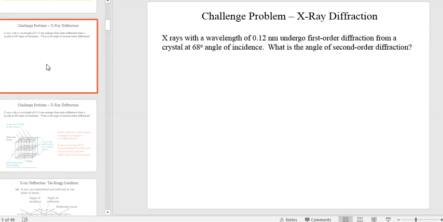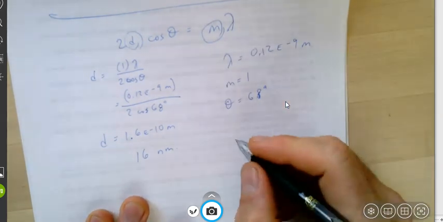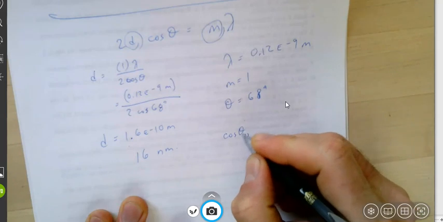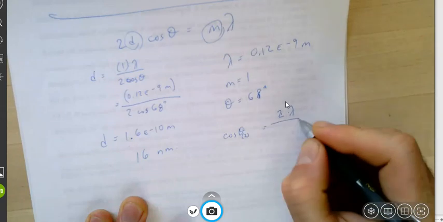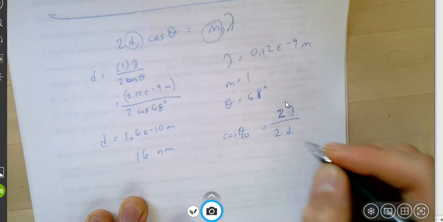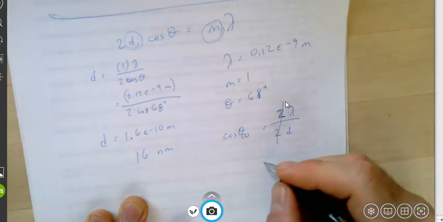Now the question doesn't just ask, what's that separation? It goes a step further and asks, what is the angle of the second order diffraction? Well, in this case, all I have to do is take a look at the formula again and change m to m equals 2. So cosine of theta for the second order diffraction, I'll put a little 2 there, is equal to 2 lambda divided by 2d. That looks right.